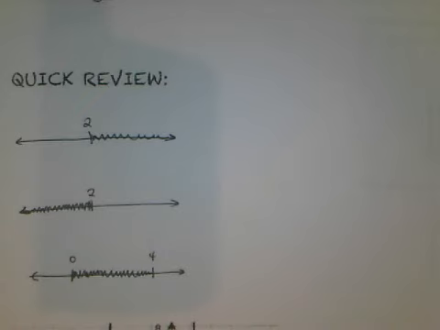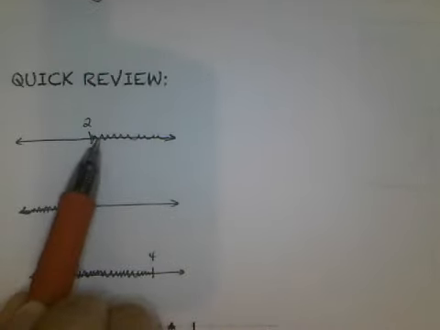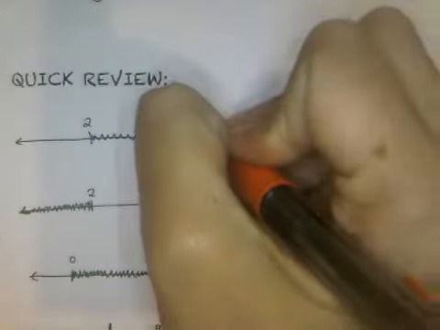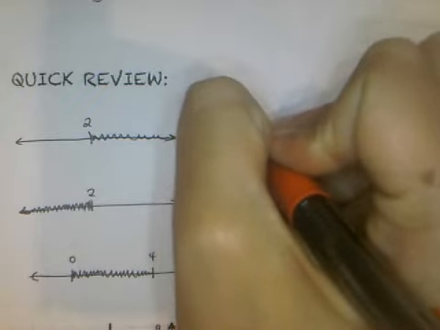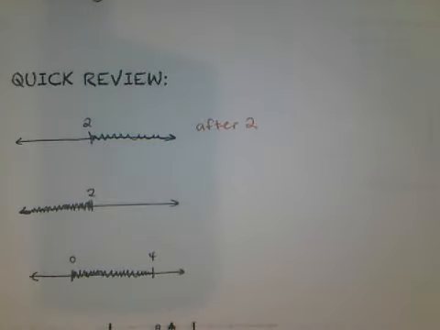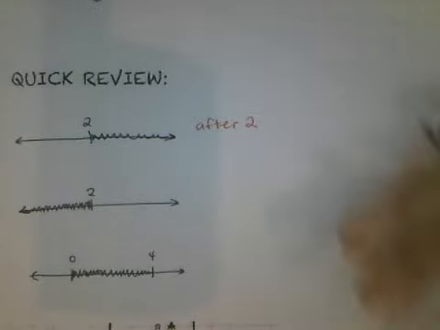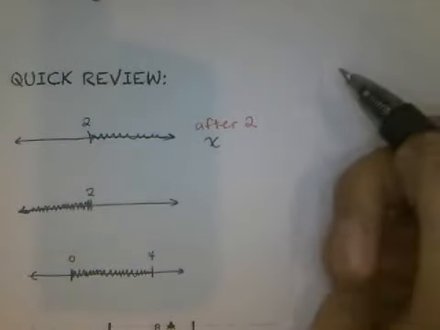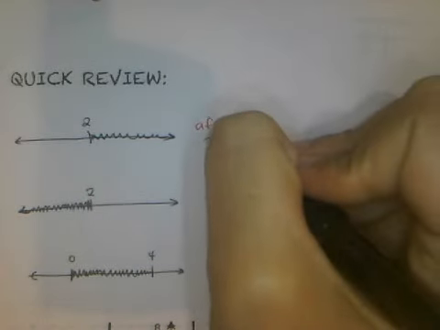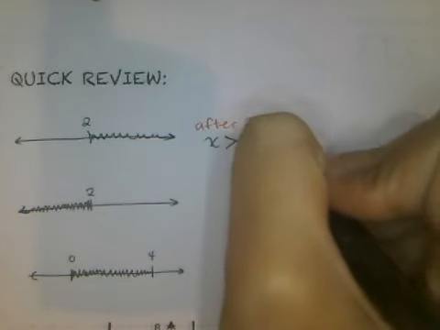For example, look at these three simple number lines. If I wanted to describe in words the first number line, I might say that the graph is shaded after 2. That word after becomes your signal for which inequality you should use. X always goes in the front of your answer. And the inequality symbol for after is going to be a greater than symbol.